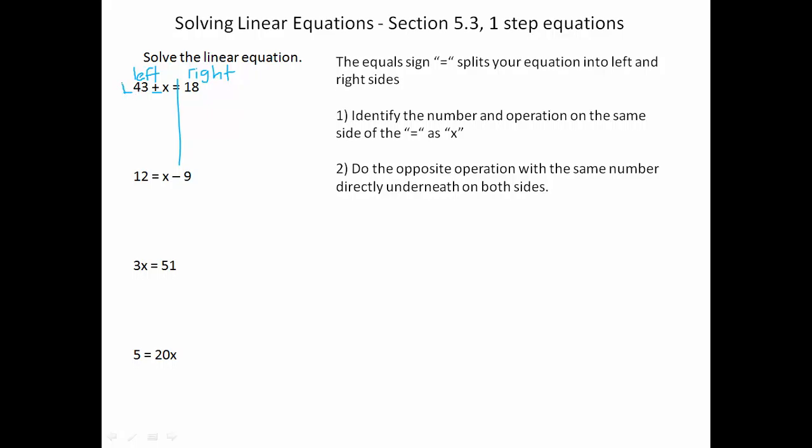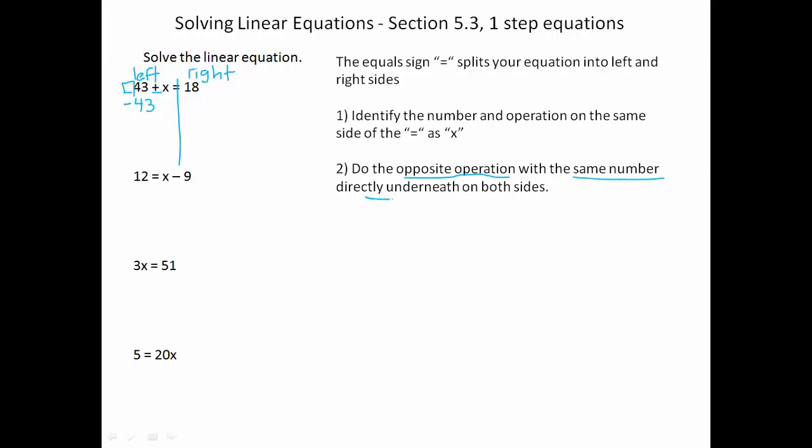There's no sign in front here, right? That 43 has nothing in front. So that means I'm going to cancel it out with a subtraction. And I'm using the same number, 43. And I'm going to write it directly underneath the original 43. So I'm going to write minus 43 right under here, directly underneath. So I did the opposite operation. The opposite of an addition is a subtraction, with the same number, 43.